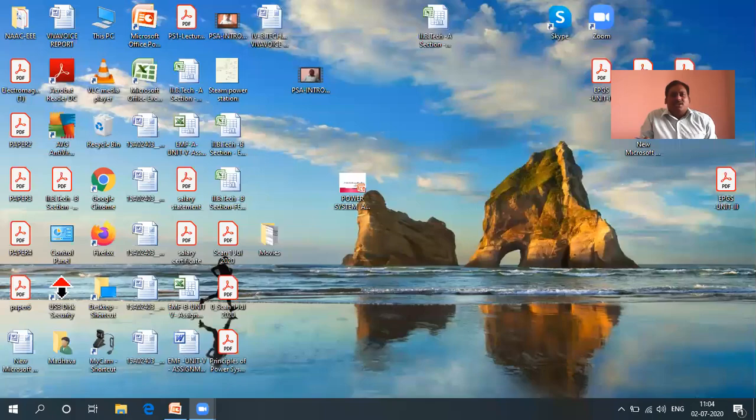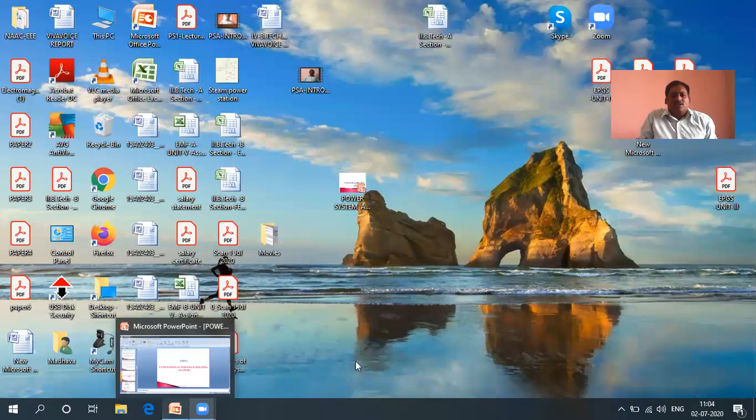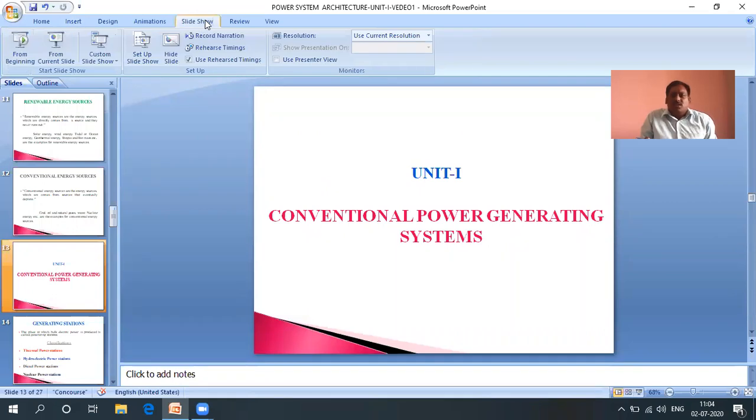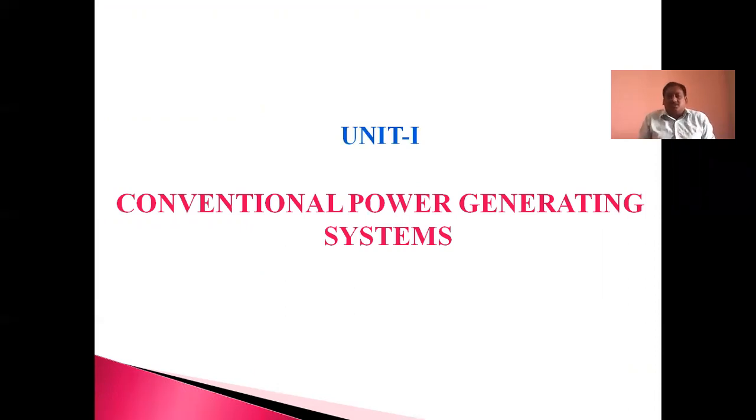In the previous class, we already discussed the power system architecture subject. There we introduced the basic structure of the power system and the different types of energy sources, the conventional energy sources and non-conventional energy sources. But now we have entered our syllabus, that is the first unit, conventional power generating systems.